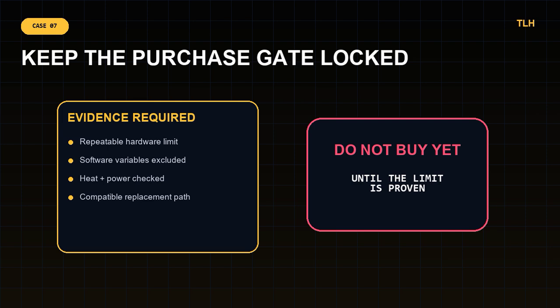Buy for the measured workload. A graphics limit does not automatically require a new processor. A CPU limit does not become a graphics problem because the graphics card is older. Check the power supply, case clearance, motherboard support, memory, cooling, and the monitor target before purchasing one part.